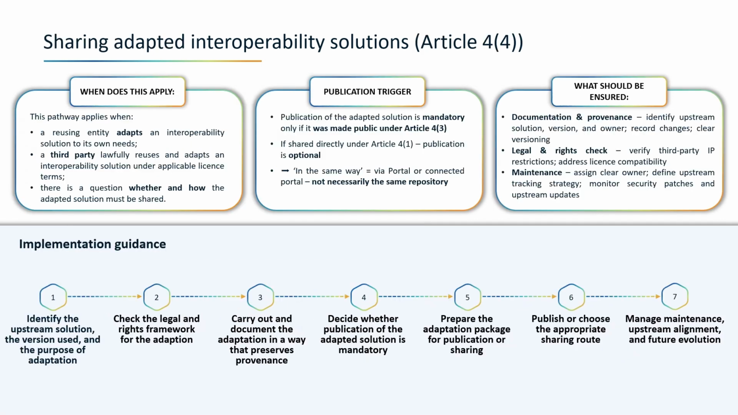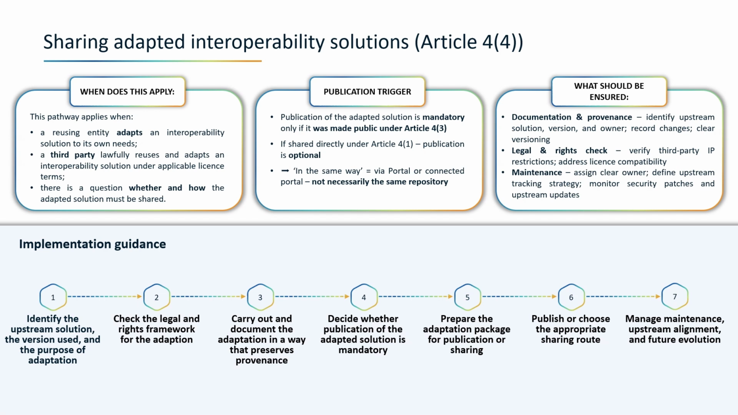Pathway 4 covers adapted interoperability solutions. So this pathway applies when you have modified a solution for your own needs or when there is a question about whether the adapted version must be shared. The publication trigger is the key rule in this case. So if the original solution was published, then the adaptation must be made public in the same way. And in the same way means the same route, so either portal or connected portal, not necessarily the exact same repository. If the original solution was only shared directly, then publication is optional.